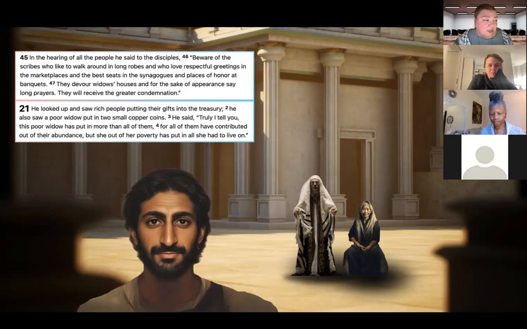Then, as Jesus looked up, he saw rich people putting their gifts into the treasury. He also saw a poor widow put in two small copper coins. He said, "Truly, I tell you, this poor widow has put in more than all of them. For all of them have contributed out of their abundance, but she out of her poverty has put in all she had to live on."